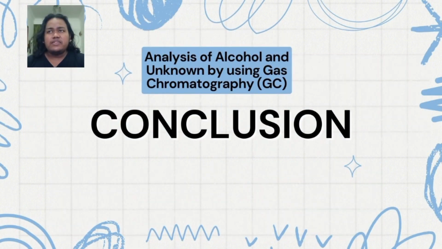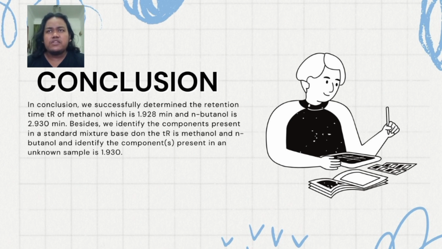Last but not least, in conclusion, we successfully determined the retention time, TR, of methanol, which is 1.928 minutes, and N-butanol, which is 2.930 minutes. Besides, we identified the components present in a standard mixture based on the TR of methanol and N-butanol, and identified that the component present in the unknown sample is methanol, with retention time 1.930.